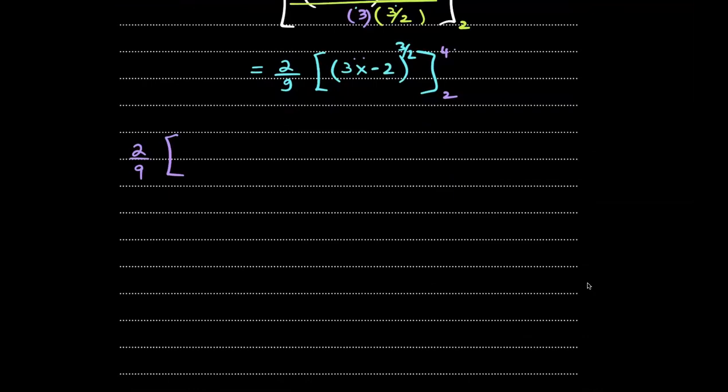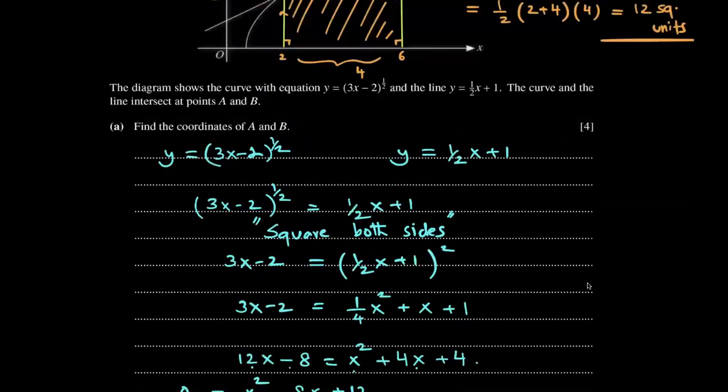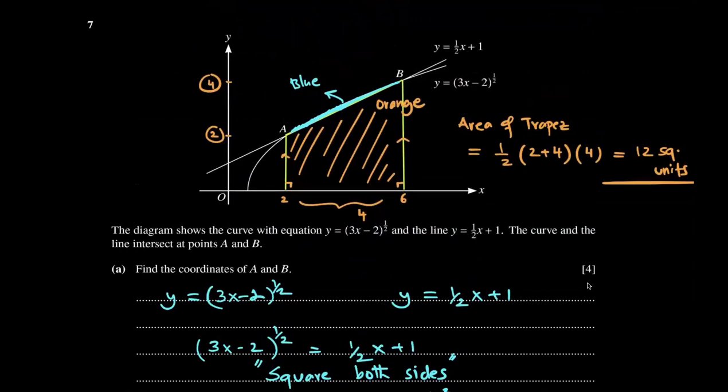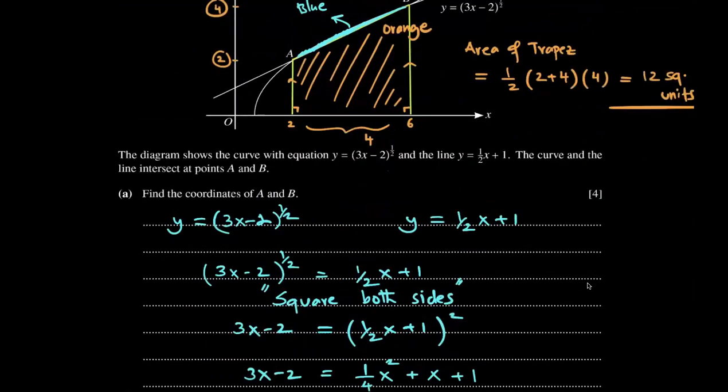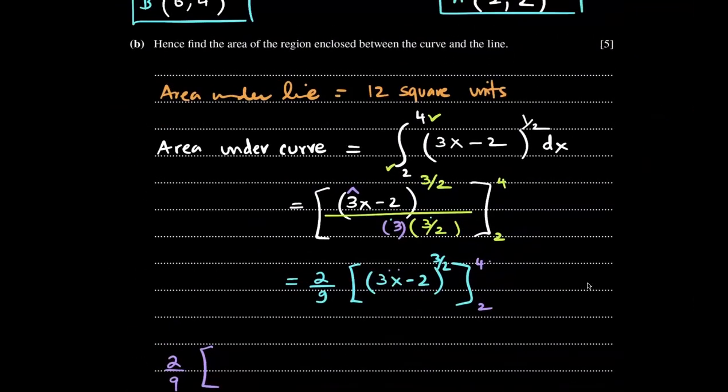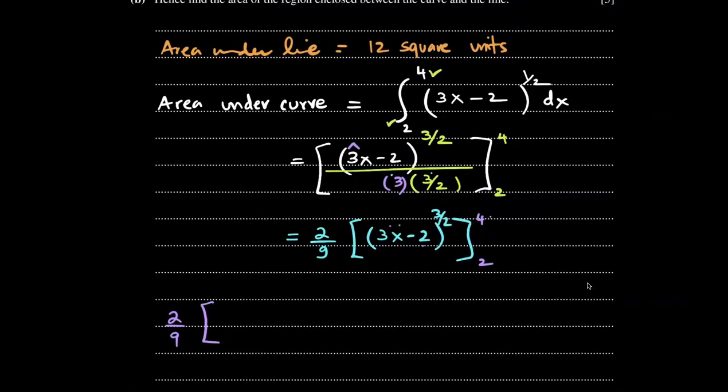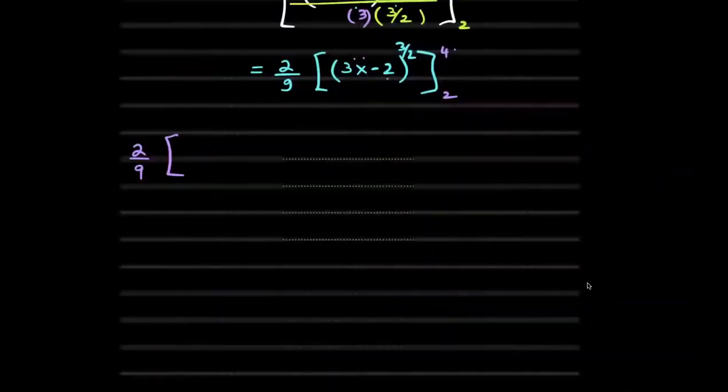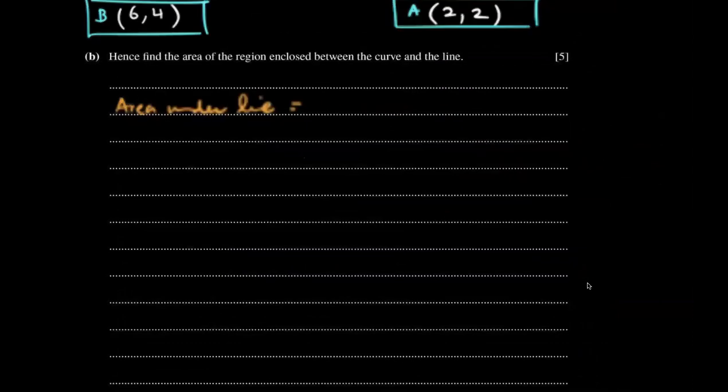Let me just double check the equation. This is 3x minus 2, and this is 2 and 6. So the limit is not 2 and 4, it's 2 and 6. So let me go back. Hold on for a second. So let me just do this correction. Okay, let me start working from here.